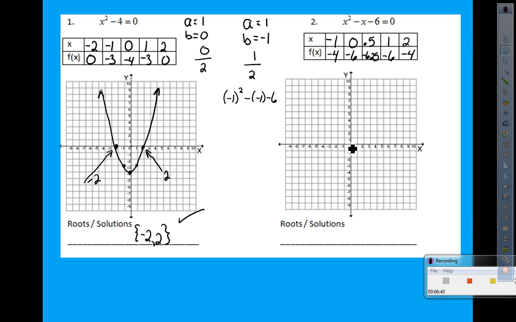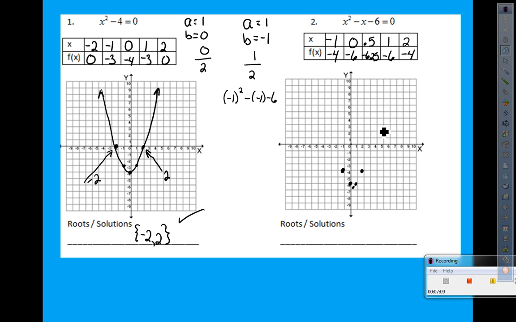So when I go plot this, I've got -1, -4. I've got 0, -6. I've got a 1/2, which is between 0 and 1. And then I got a 1, -6. And then I got a 2, -4. Okay. Hey, I'm going to cheat on this one a little bit. This isn't a very good graph.